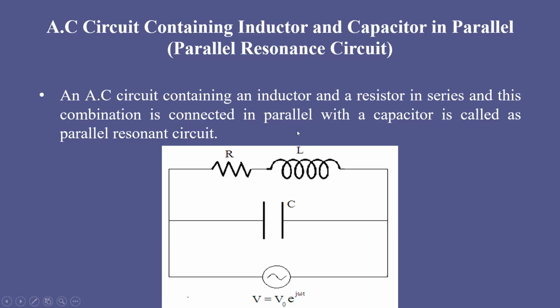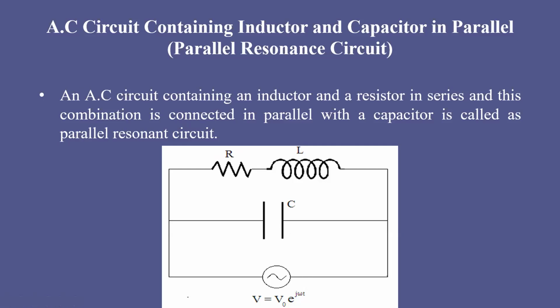This entire combination is then connected to the external AC, and we represent the AC voltage using the j operator method. Here the voltage of AC applied is V equal to V naught e to the power j omega t, where V naught is the peak voltage, j is the complex operator, omega is the angular frequency of AC, and t is the instantaneous time. Here C is the capacitance of the capacitor, L is the inductance of the inductor, and R is the resistance of the resistor. So this is also called an RLC parallel circuit.